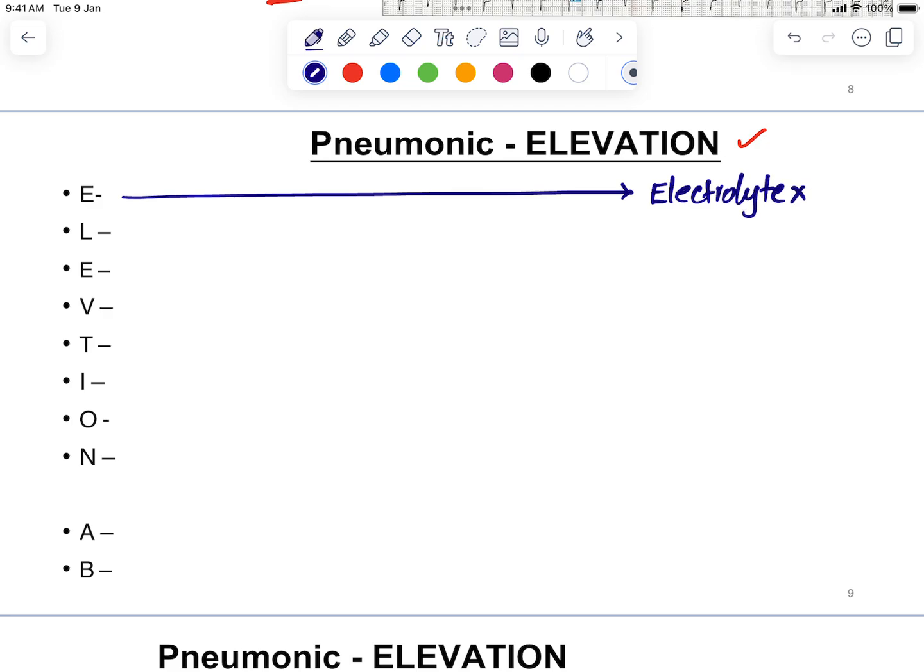Right? And what are these electrolyte disturbances? These electrolyte disturbances include hyperkalemia, which is one of the causes of ST segment elevation. Next, the letter L stands for left bundle branch block. Even in patients with LBBB, you will have ST segment elevation. And the letter E stands for early repolarization syndrome, which is also called benign early repolarization.